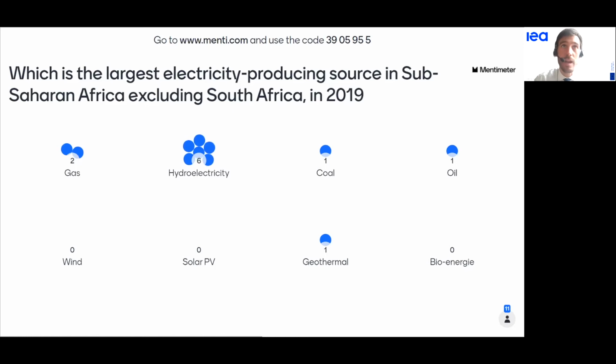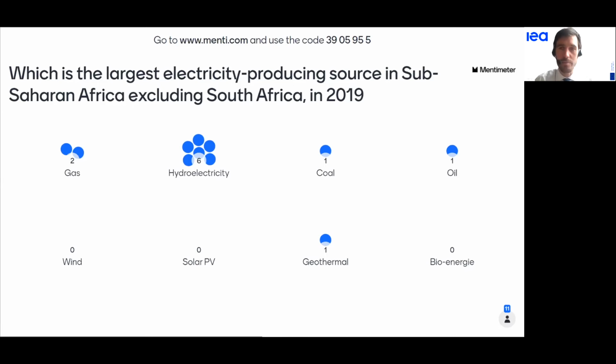Looking at sub-Saharan Africa without South Africa, hydroelectricity is indeed the number one source for generating electricity. It accounts for more than half of electricity produced, or 125 terawatt hours. Then number two is gas, accounting for a quarter of the remaining electricity, and then oil, coal, while modern renewables, including wind, bioenergy, solar PV, and geothermal, only account for less than 5%.